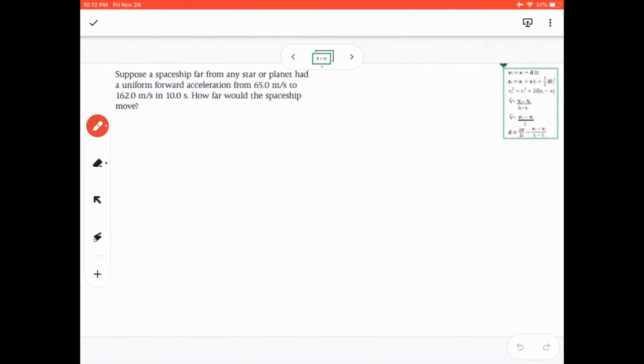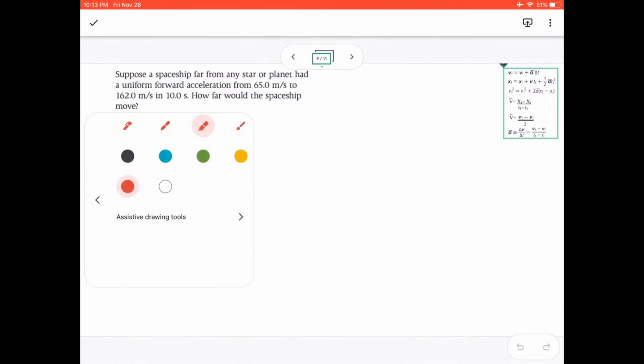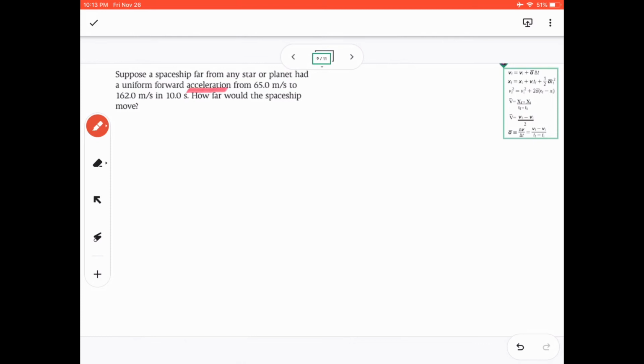Next question. Suppose a spaceship far from any star or planet had a uniform forward acceleration from 65.0 meters per second to 162.0 meters per second in 10 seconds. How far would the spaceship move? It says forward acceleration over here, although the acceleration is not given, but we'll be able to solve for it.